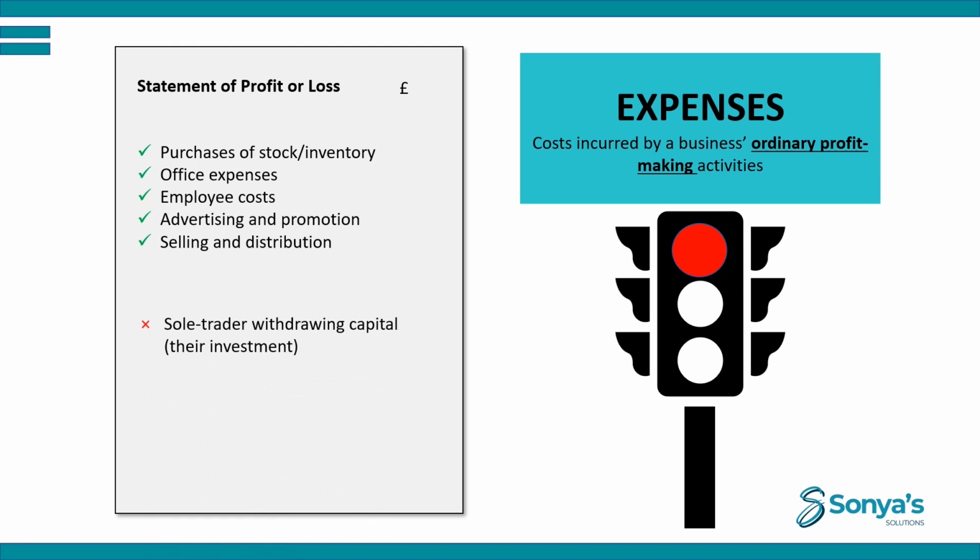Cash flows out of the business in other ways too, and again, to avoid bookkeeping errors, we need to be able to identify transactions that are not related to the business's ordinary, everyday profit-making activities, as they are accounted for differently. Examples are a sole trader withdrawing capital that's from their initial investment, or taking drawings.